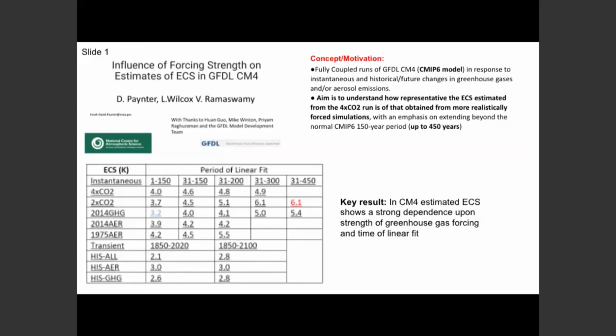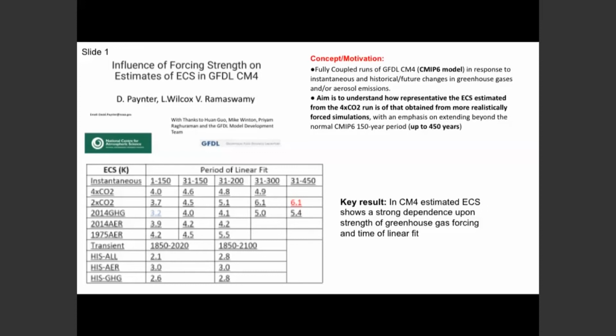But also as you glance across to the right of that table, and you see as we do the linear fit to get the ECS over a longer period, the way the pattern effect kicks in seems to differ based upon the strength of the forcing. So you can see for the 4x CO2 run, the ECS estimate only goes up by about 1 Kelvin. But for the 2014 greenhouse gas run, by the time we're out at year 450, the change has gone up by almost 2.2 Kelvin. So there's quite a big difference here of state dependence, as well as dependence upon the length over which the linear fit occurs.